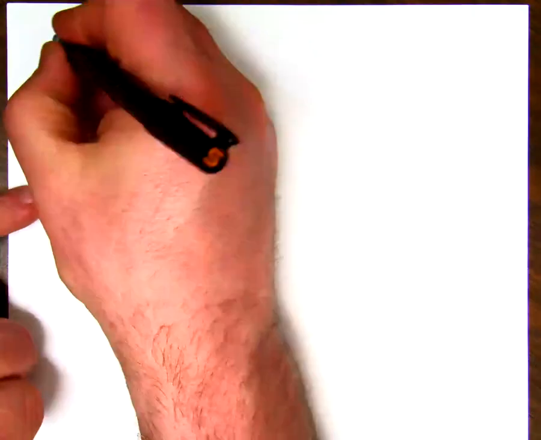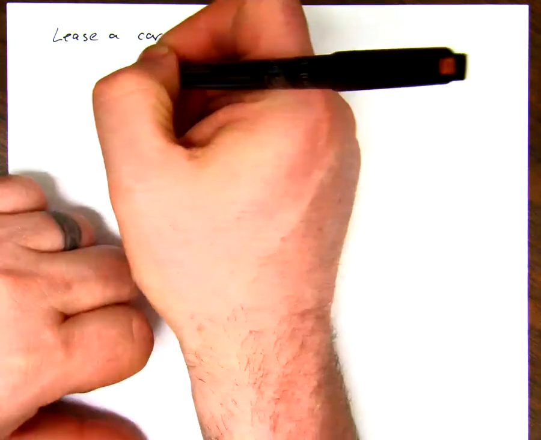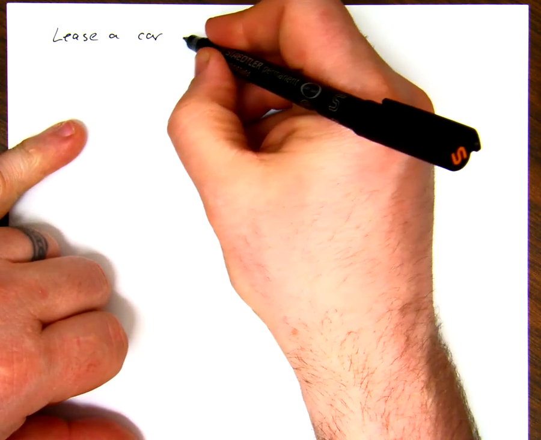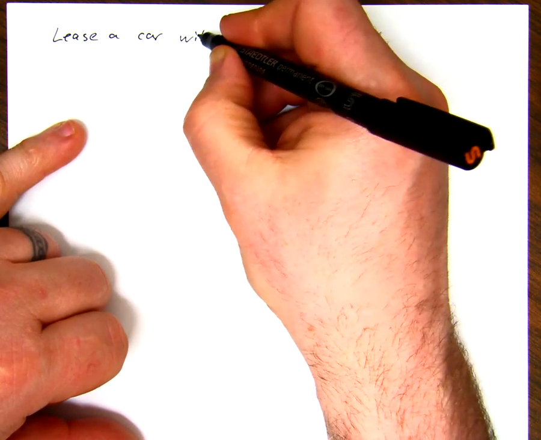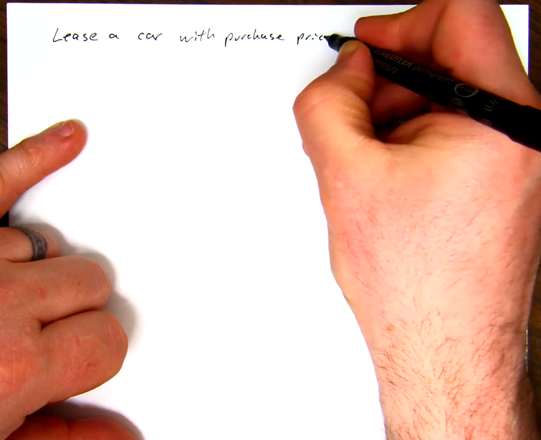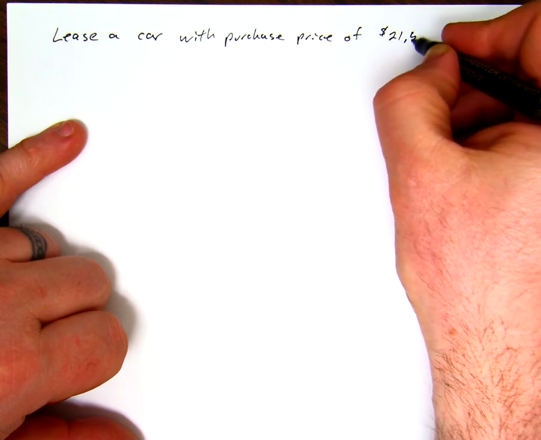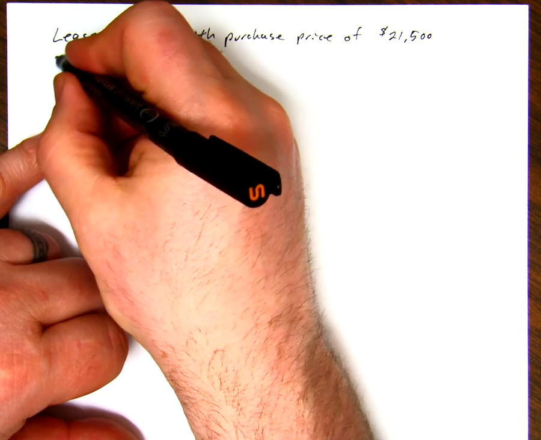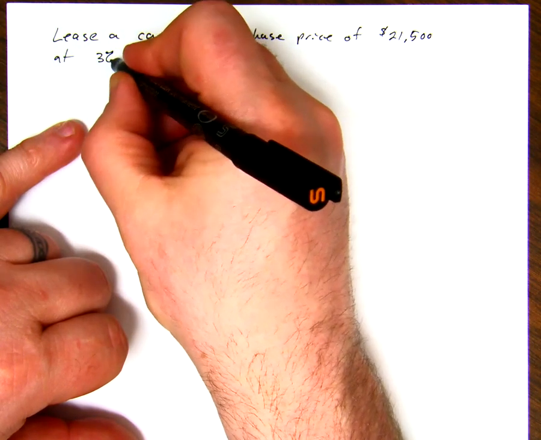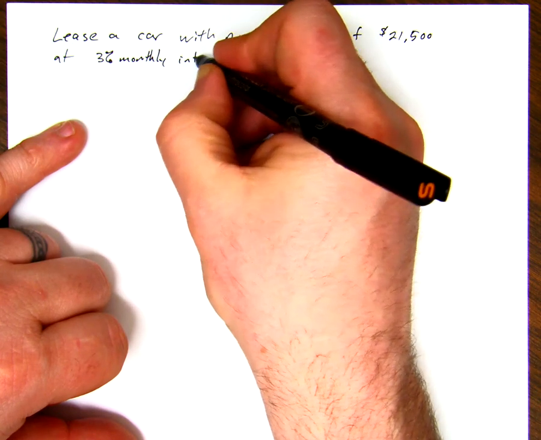Well, we'll do an example where we're going to lease a car. So we know that there's payments at the beginning. So we lease a car with purchase price of $21,500 at 3% monthly interest.